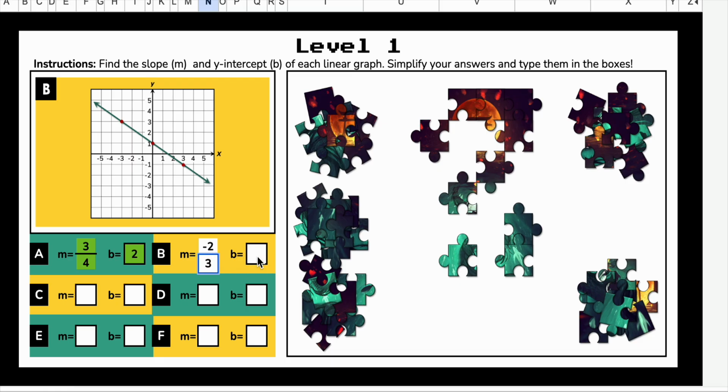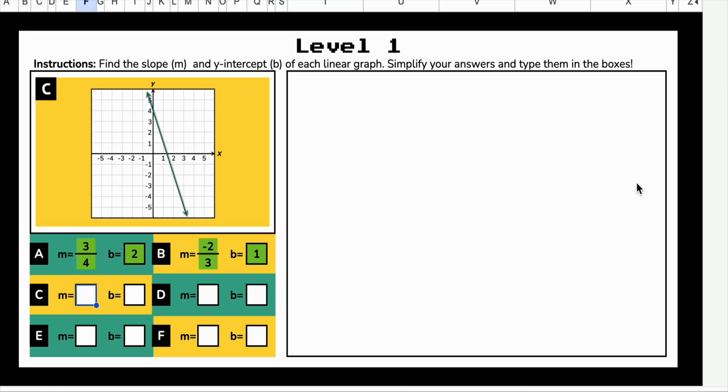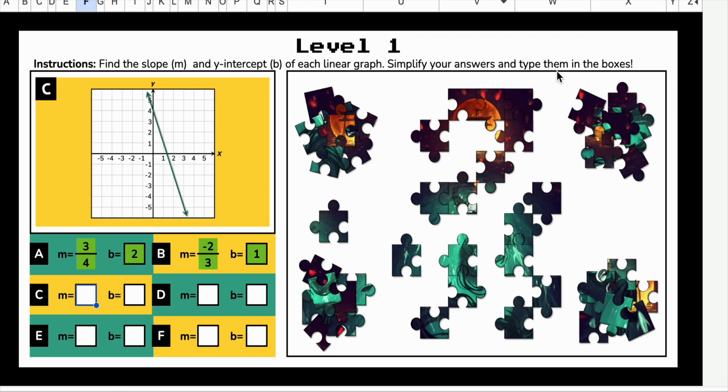All right, and then for my B, that's your y-intercept. That would be at +1, so I just put 1, click anywhere else, boom, they both turn green. I know I'm right. All right, and that's all there is to it.